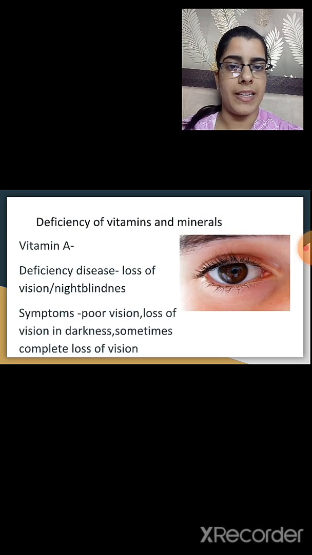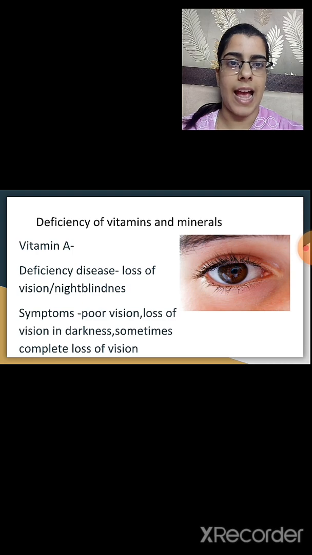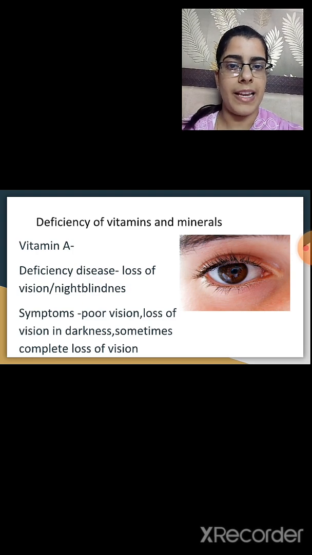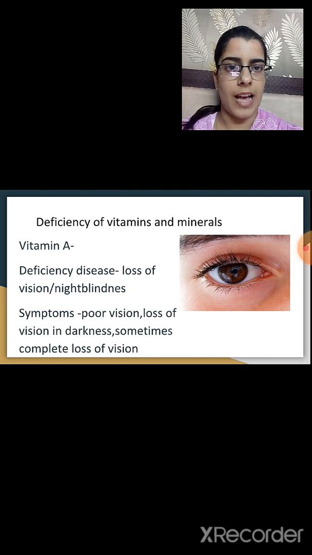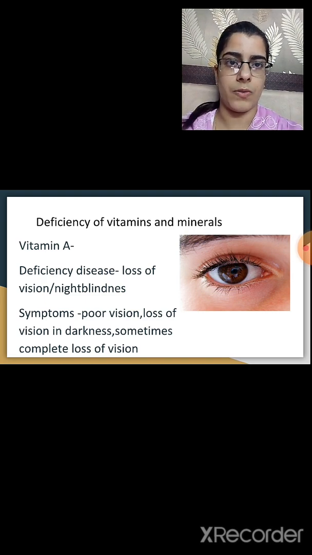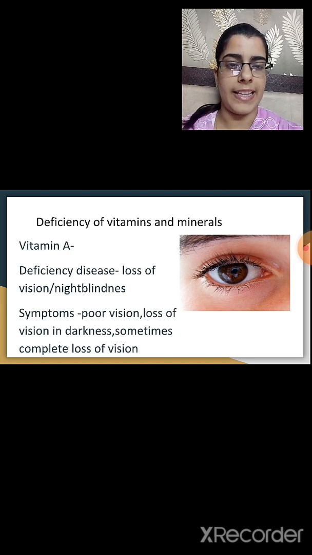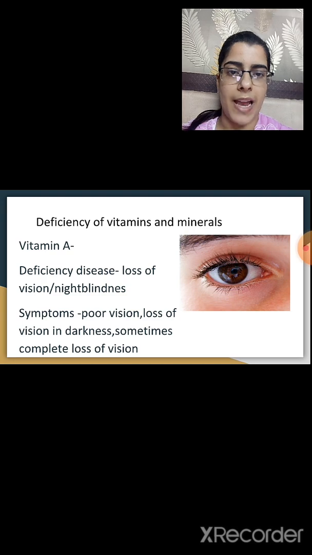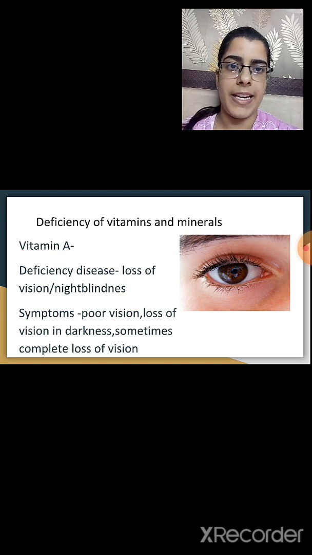Now what will happen if there is a deficiency of vitamins and minerals? Vitamin A deficiency will lead to the loss of vision or night blindness. What are the symptoms? There will be poor vision, loss of vision in the darkness, that is night blindness, or sometimes complete loss of vision.